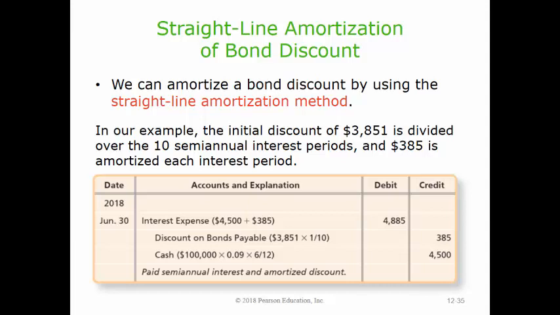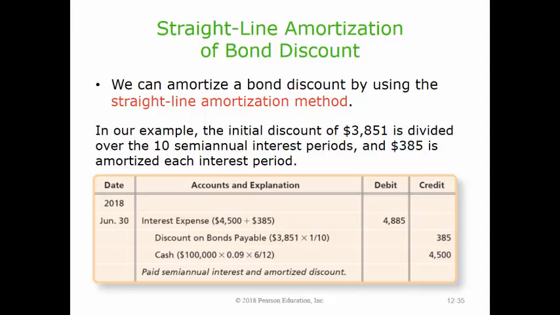We can amortize a bond discount by dividing it into equal amounts for each interest period. This is called the straight-line amortization method. The straight-line amortization method is a method that allocates an equal amount of bond discount or premium to each interest period over the life of the bond. It works very much like the straight-line depreciation method we discussed for plant assets in Chapter 9.